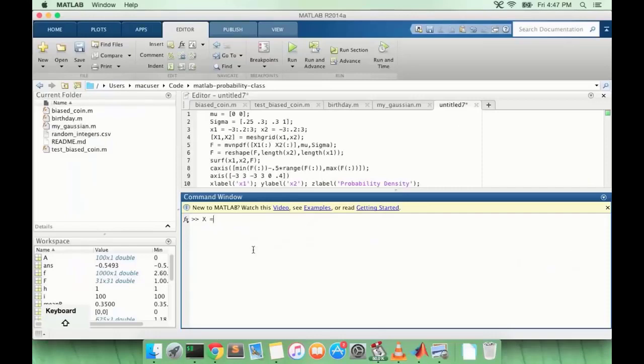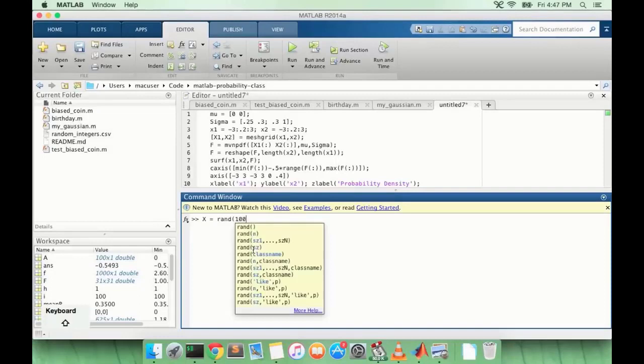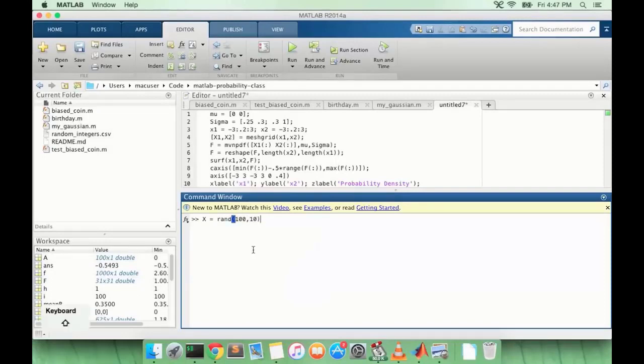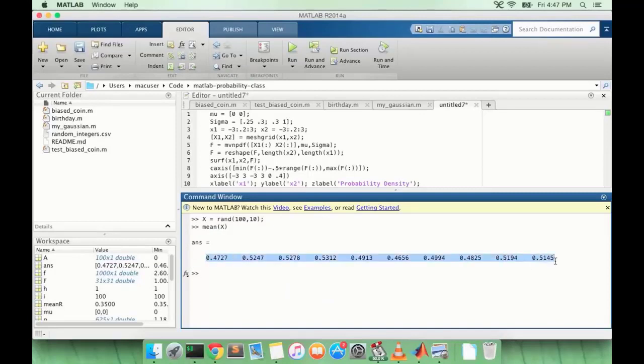So as an example, let's say we have a random matrix with 100 values and with 10 dimensions. Right, so if we do mean x, we get a 1 by 10 matrix, and each component is the 100 values in that column summed up together and divided by 100.